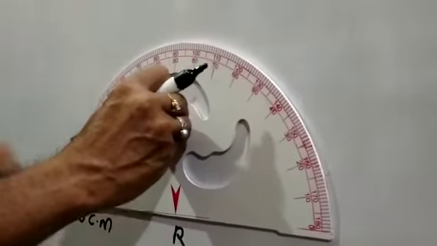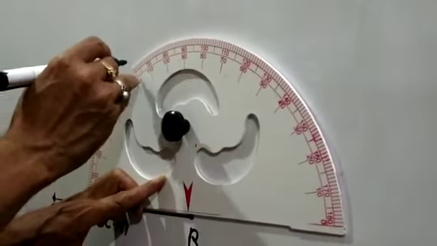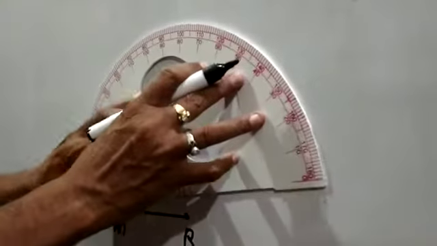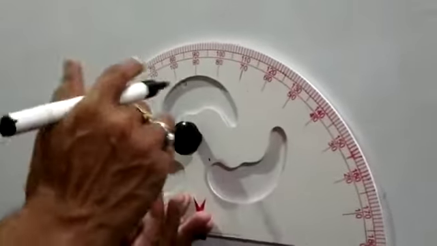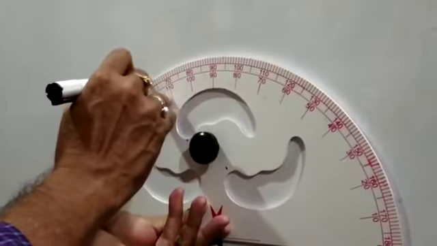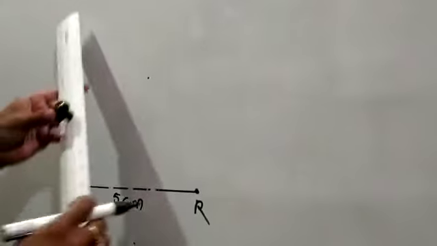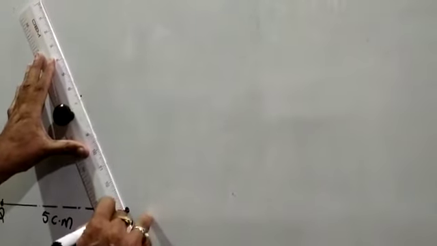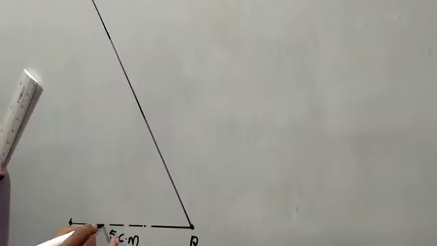62 degree is the acute angle. You have to adjust the protractor properly. At vertex R you have to make the angle of 62. Here you have to start with 0, 10, 20, 30, 40, 60 and 62 will come. So you have to make the point and join that point by the scale. So this is the angle of 62 degree.